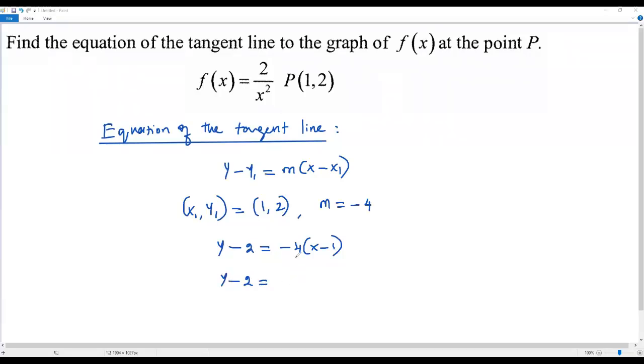So y minus 2 equals, we distribute this -4 to x and -1, and I get -4x. A negative times a negative becomes positive, I'm sorry, positive 4. 4 times 1 is 4. Now I add 2 to both sides. Then the -2 and positive 2 cancel out. I get y equals -4x plus 6. So this is the equation of the tangent line to the graph of f of x, that is y equals -4x plus 6.